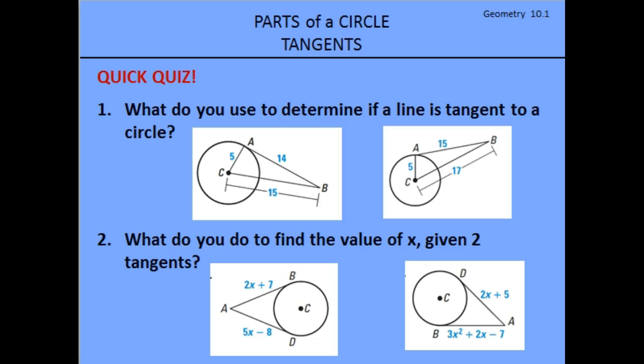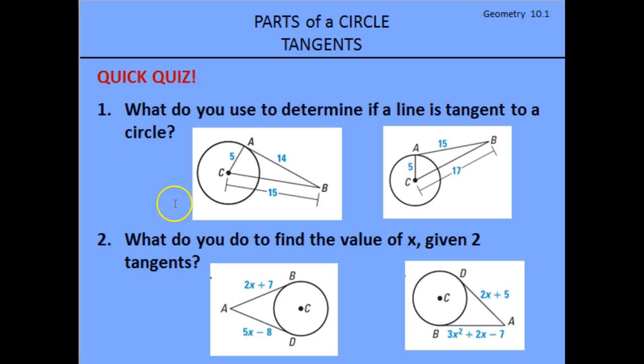Finally, here is a quick quiz for you. Can you answer these two quick questions? What do you use to determine if a line is tangent to a circle? What process do you use? Think about it for a minute before I tell you what the answer is. And number 2, what do you do to find the value of X given two tangents? What is the process that you go through to do that?